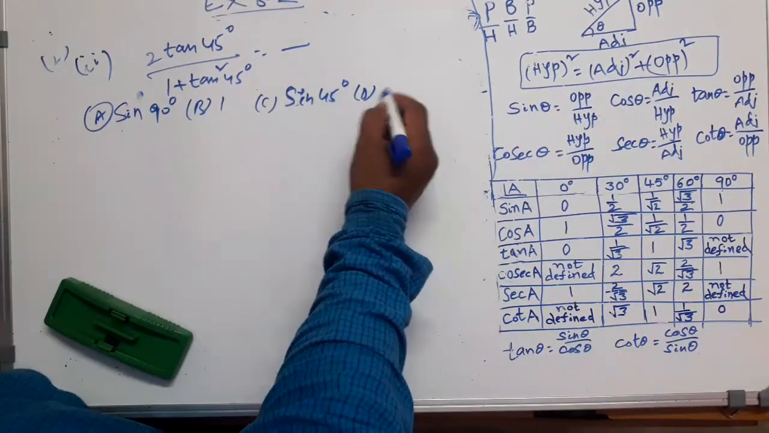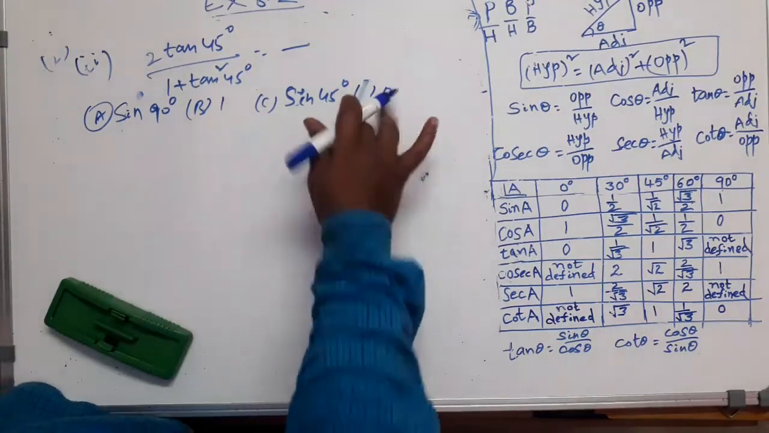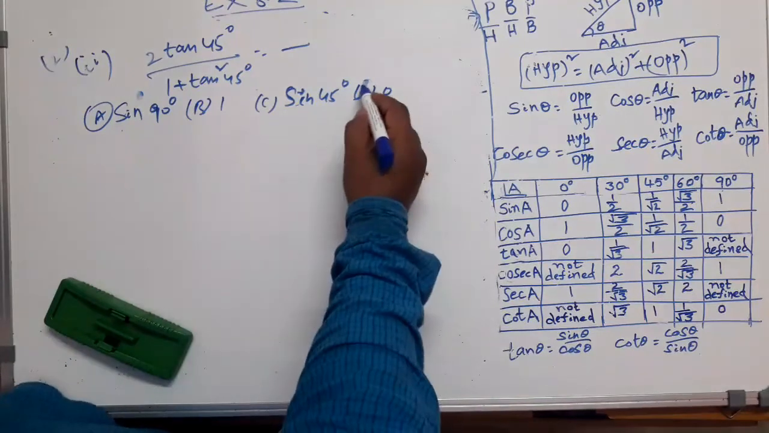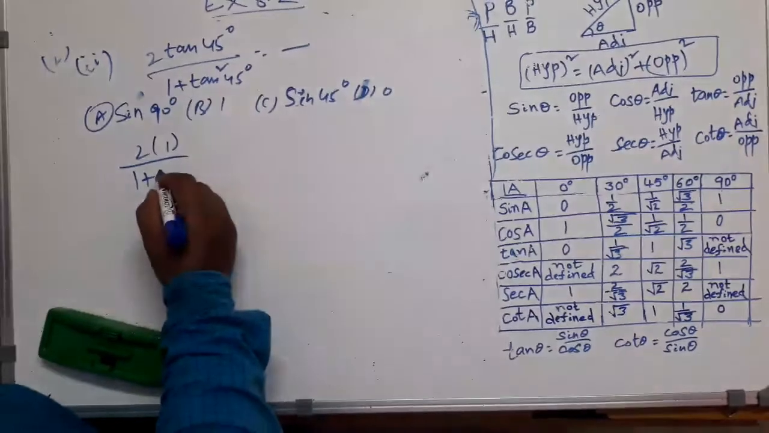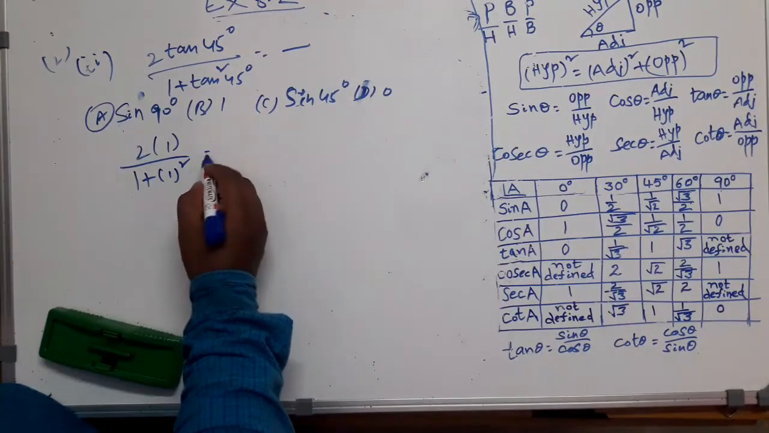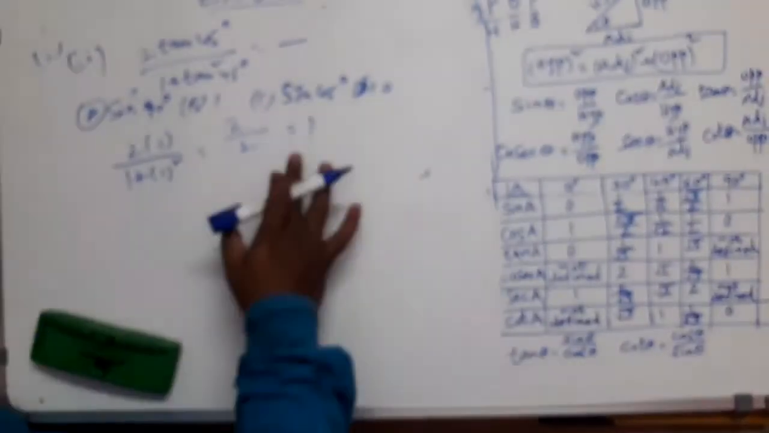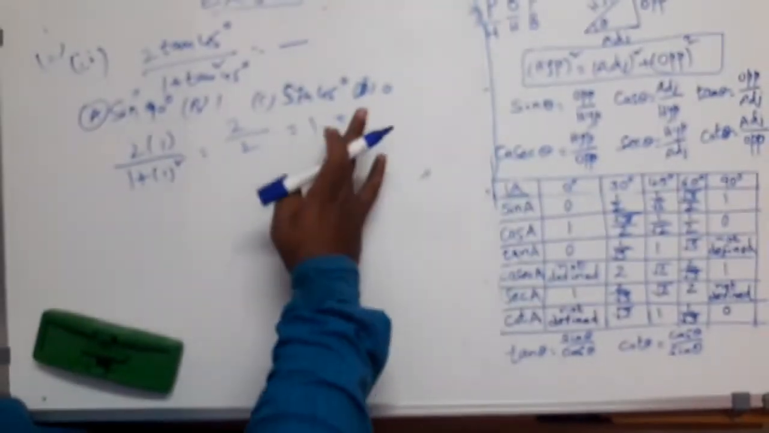Option D is 0. Yes. This is the question given, right? Let us substitute the values and simplify from the table. 2 multiplied by tan 45 degrees from the table is 1 upon 1 plus tan square 45 degrees, that is tan 45 degrees whole square. Tan 45 degrees is 1, so this is 1 square. So 2 multiplied by 1 is 2. 1 square is 1. 1 plus 1 is 2. 2 by 2 is of course equal to 1. 1 is the answer, right?